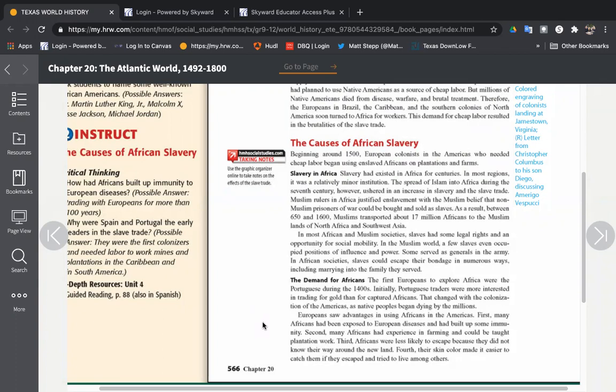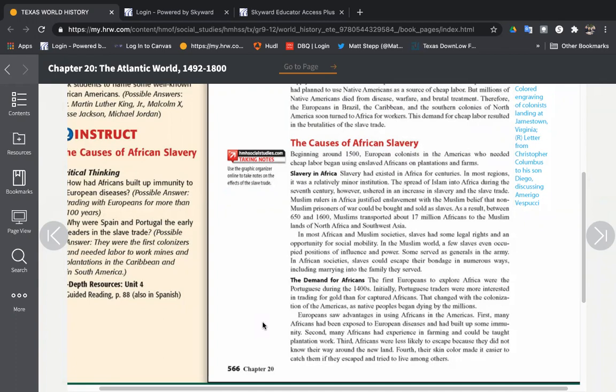The first Europeans to explore Africa were the Portuguese in the 1400s. Initially, Portuguese traders were more interested in trading for gold than for captured Africans. That changed with the colonization of the Americas, as the native people began dying by the millions. Europeans saw advantages to having Africans in America.